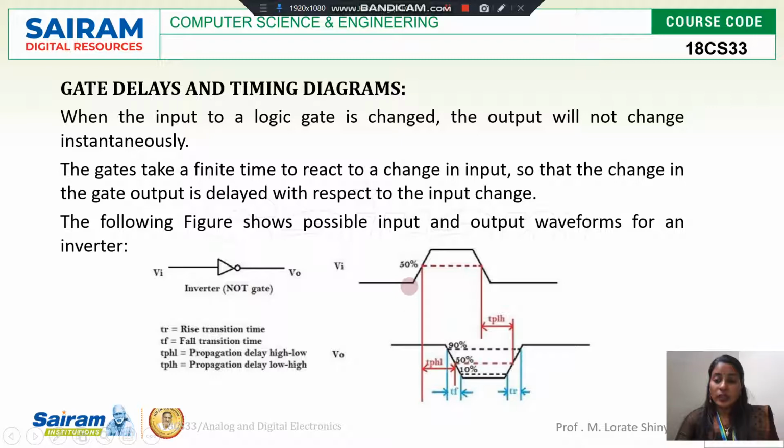Now Vi is changed from 0 to 1. But you can see that at this location the output must change to 0, but it is not changing. The output is taking some finite time to react to the change in input. This is called delay. There are two types of delay: one for 0 to 1, and a different one for 1 to 0.